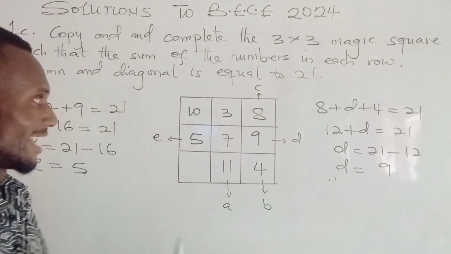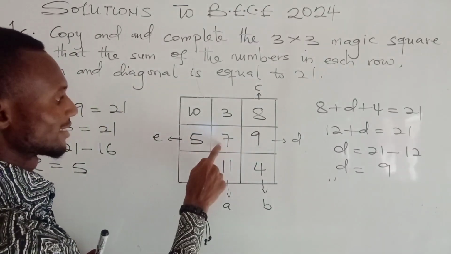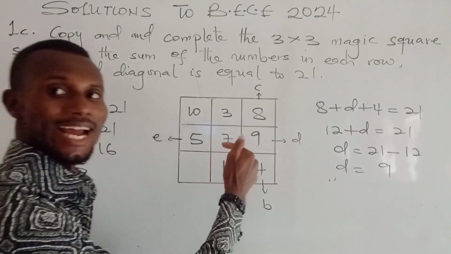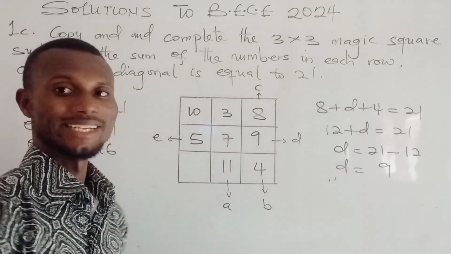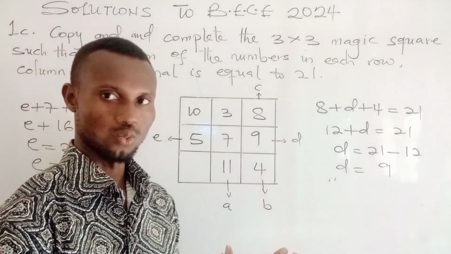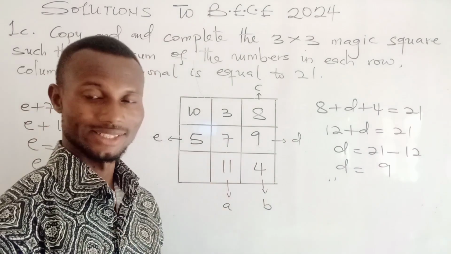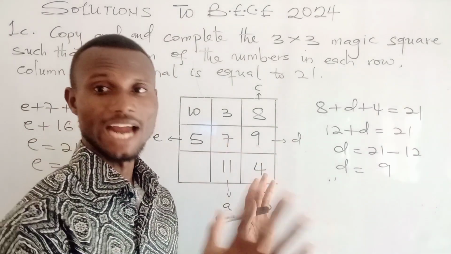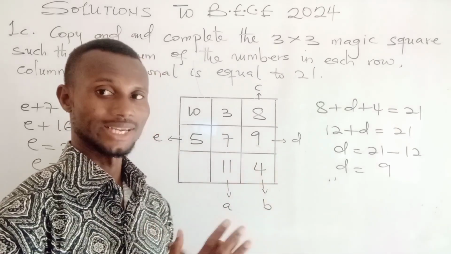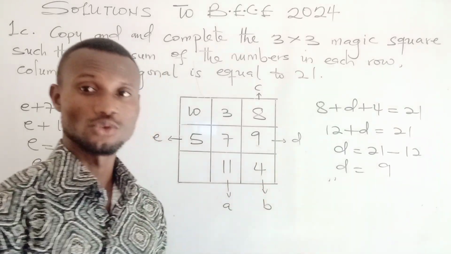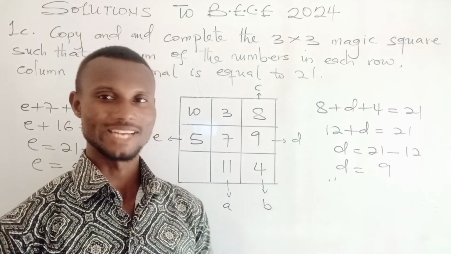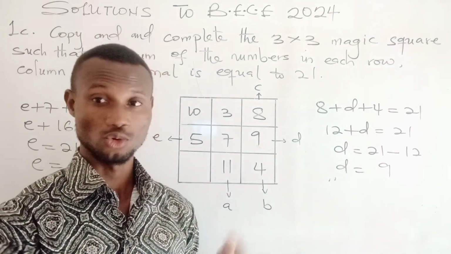Let's add it and check and see. 5 plus 7 gives 12, and the 12 plus the 9 gives 21. So we've done the correct thing. Anytime you put in the values, you need to check if it's summing up to 21. Then it means you've done the correct thing. If you add it up and it doesn't give you 21, it means you've done something wrong. Then you need to cross check.